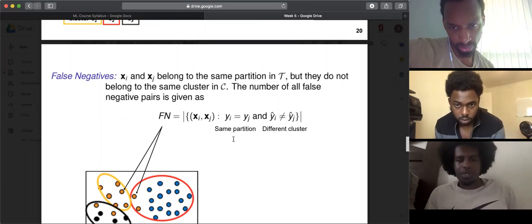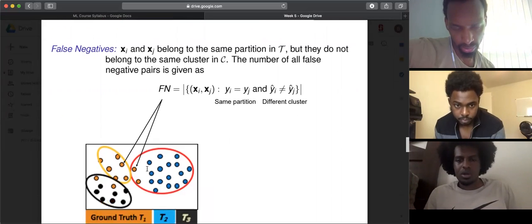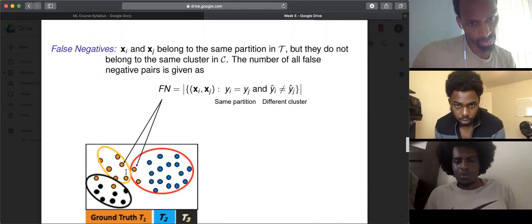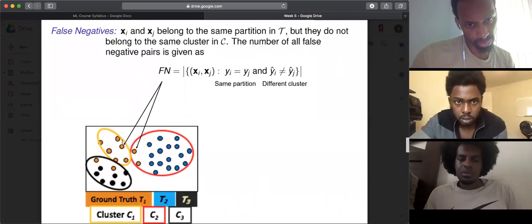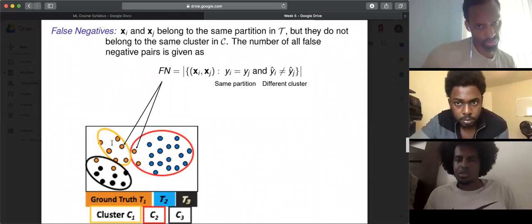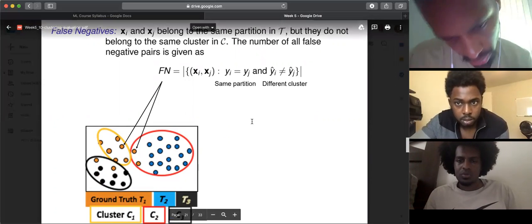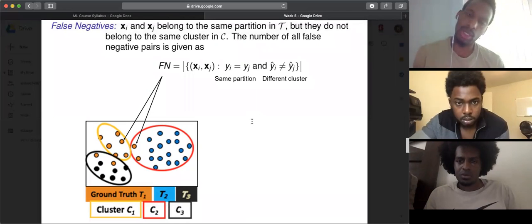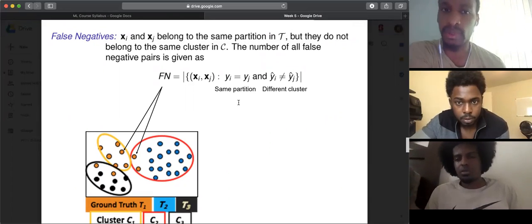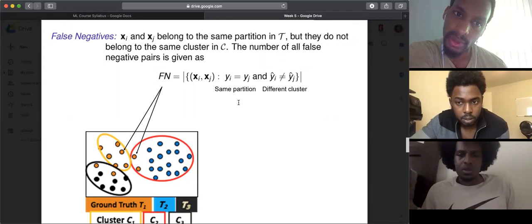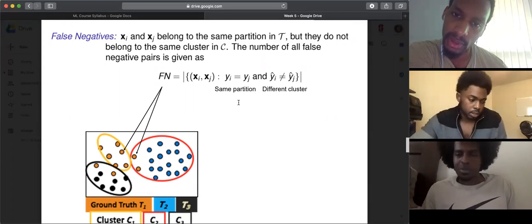And so that would be your false negative values. These are two points where they, like the orange right here, described. You have orange in cluster one and orange in cluster two, but they belong to the same ground truth partition. Does that make sense? So x and y belong to the same partition T. Partition is your ground truth label. So they're both orange dots, but they're not in the same cluster.